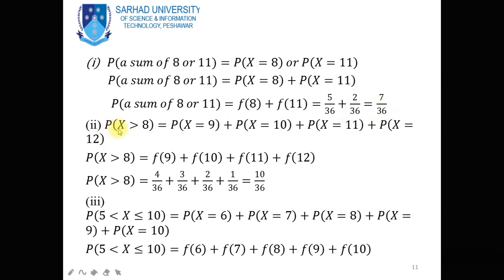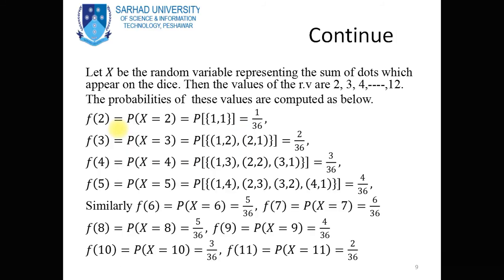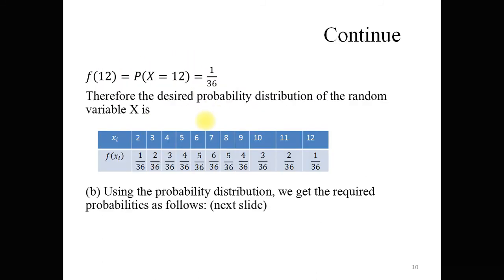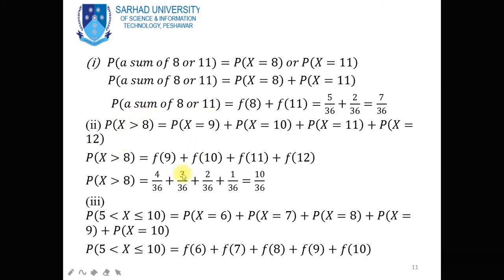Now another part, you see over here in the problem, is to find the probability that the sum is greater than 8. So our next description, our next probability distribution, is the sum is greater than 8. So X is greater than 8. X actually represents the sum of the darts. Now the sum of the darts greater than 8.